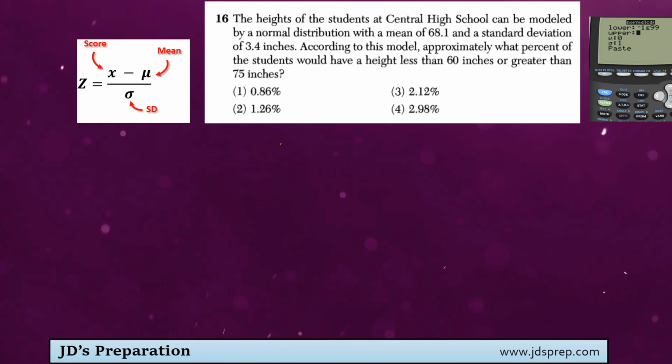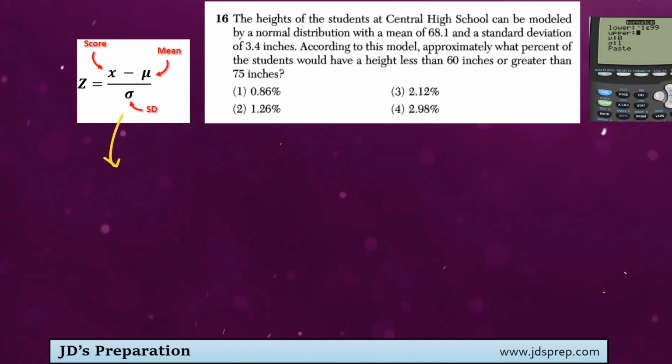Welcome to JD's Prep. In this question, we need to utilize a few different strategies in order to help us find what percent of students at this school have a height of less than 60 inches or greater than 75 inches. We're going to be utilizing the normal distribution curve, z-scores, and also our graphing calculator.